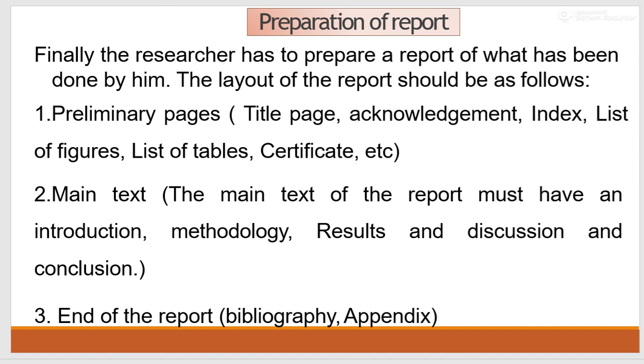Preliminary pages include the title page, acknowledgement, index, list of figures, list of tables and certificates. While the main text includes introduction, methodology, results and discussion, and conclusion. And last, the end of the report includes bibliography and appendix. So this is all about the entire research process.